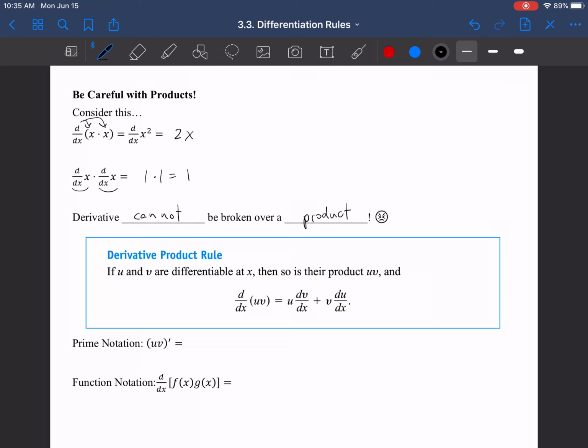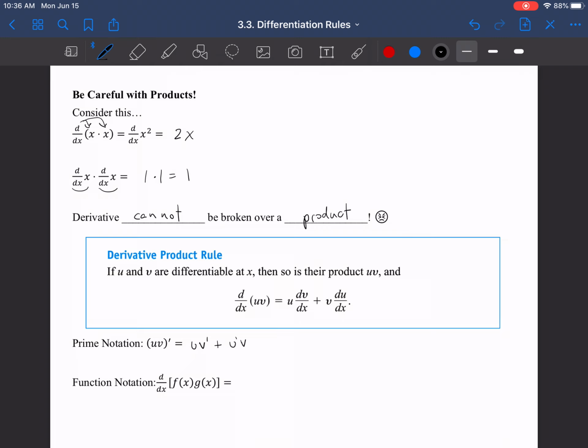So what we need is a rule for how to do derivatives of products. How do we actually distribute it through like that? And this is our rule right here. If u and v are differentiable functions at x, so u is a function of x, v is a function of x, shorthand for it, then the derivative of u times v is equal to u times the derivative of v plus v times the derivative of u. In prime notation, that's u times v prime, which is u v prime plus u prime times v. All right?